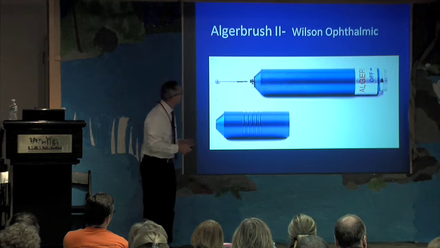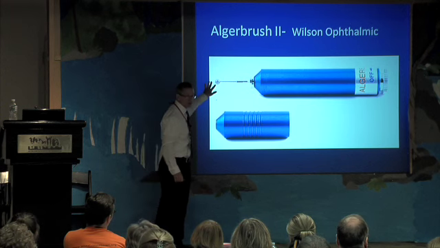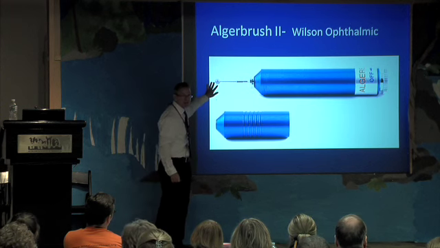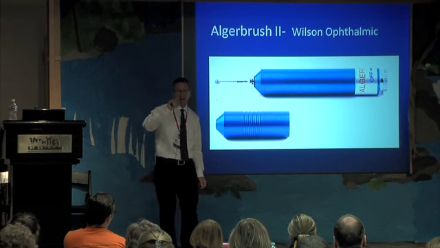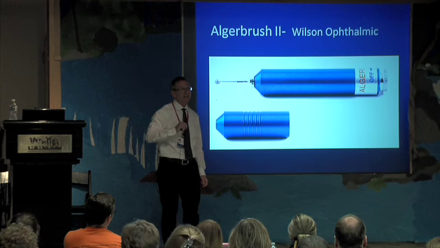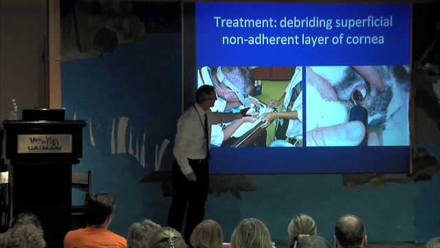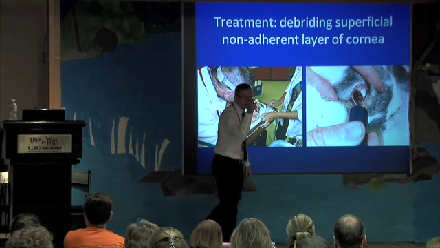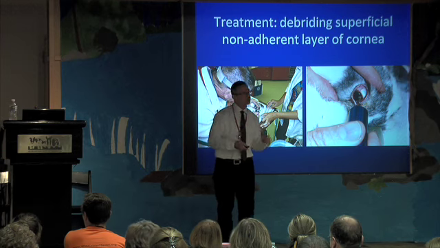And so this just was a tip. This Algerbrush by Wilson Ophthalmics is a very gentle, very fine diamond burr. It sounds bad, but what we used to use is a fine needle and cross-hatch the cornea to get it to grow back. Now we use this. Here I'm taking it, it's a little motor, and it spins around and gently debrides that, but it gives those cells something to grab onto.